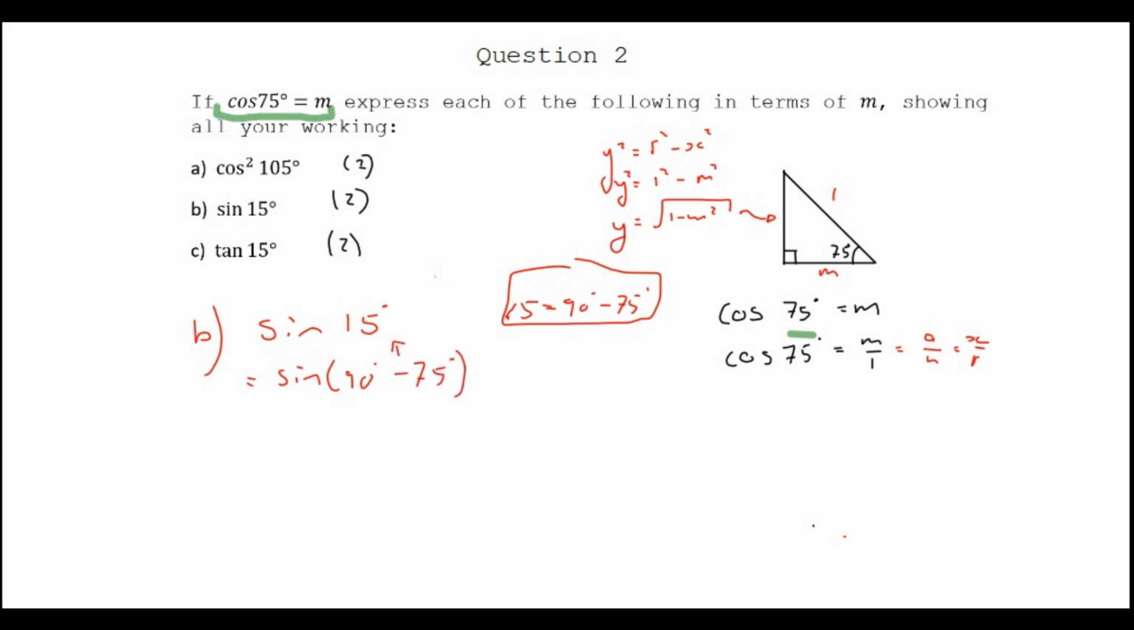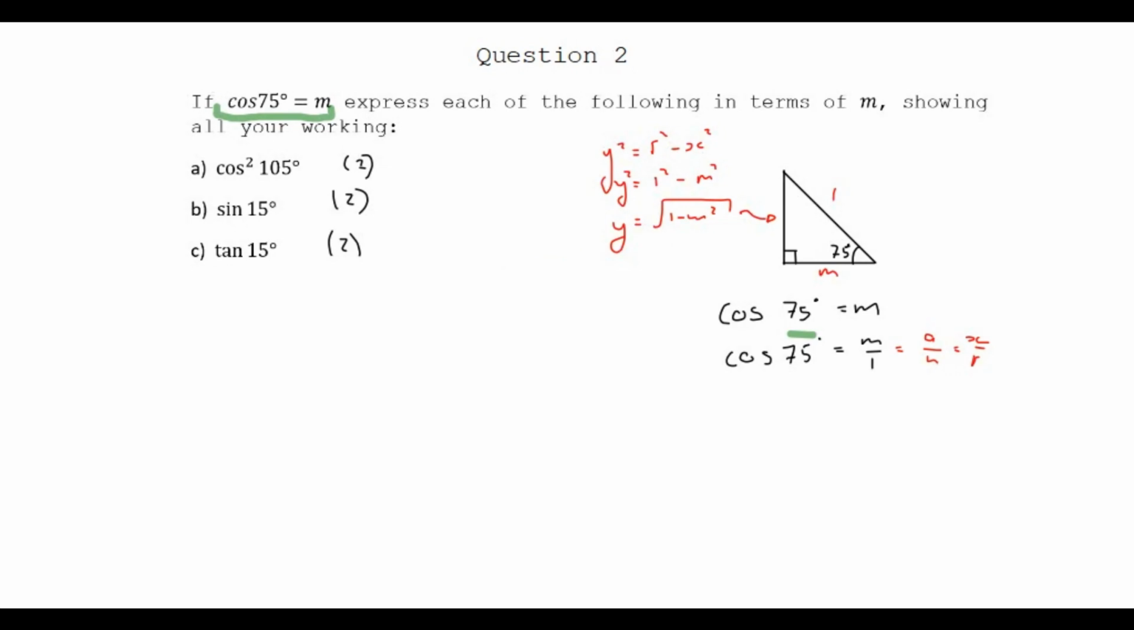Fantastic. And if you remember, cofunctions rely on the quadrant of the current function. So sine is now in the first quadrant, which means it is positive. Therefore, our answer would equal positive cos of 75 degrees, which means this is actually just equal to m. And mark allocation: first for your reduction, second for your m, and reduction being cofunction reduction. Right, let's move on to C.